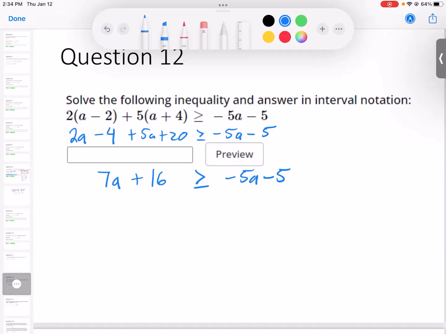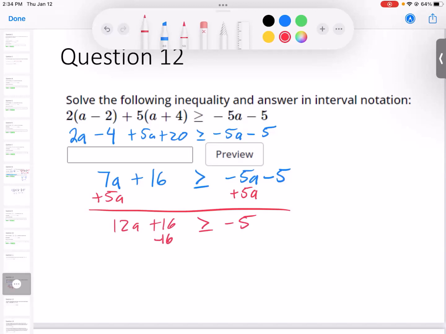So if it were me, I would get rid of the -5a. But as long as you remember to switch your inequality if you divide by a negative, you could get rid of the 7a. But I'm going to get rid of the -5a because I think that'll be easier. So I'll add 5a to that side. And to keep my inequality balanced, I'll add it to the other side as well. And that gives 12a plus 16 is greater than or equal to -5. And then to solve for a, I would subtract 16, which gives 12a is greater than or equal to -21.